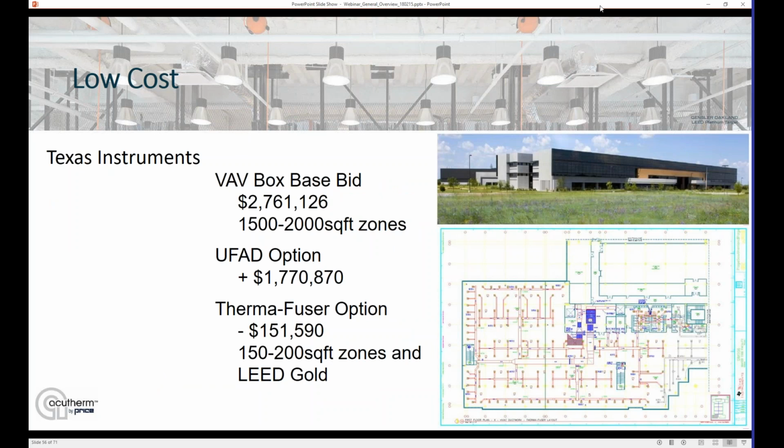Another project originally laid out with VAV boxes as the base bid. The customer then requested this building look at LEED certification. The engineers then took a look at underfloor air distribution as an option, but that was going to add $1.7 million to this project. It was originally a $2.7 million project, so quite a cost for getting a few extra LEED credits using underfloor. But they then considered the Therma-Fuser diffuser option, and cost-wise, it was about break even with that VAV box base bid. But those smaller zones of control, those individual thermostats, all helped this building achieve a LEED Gold certification.